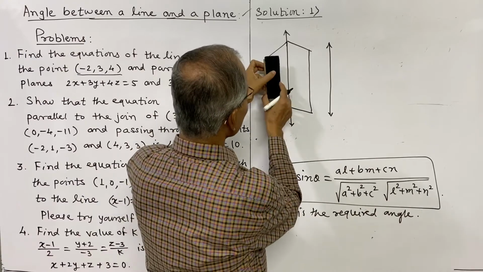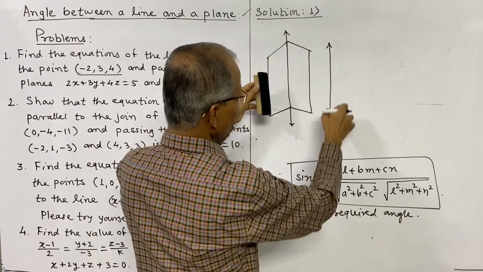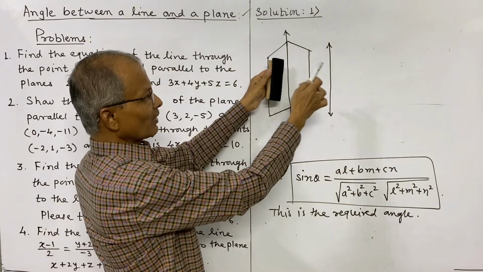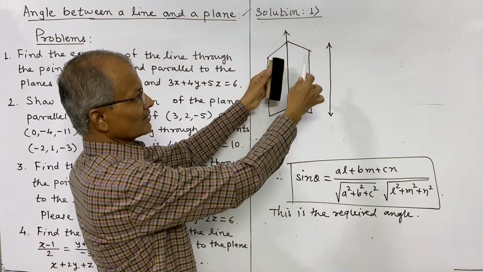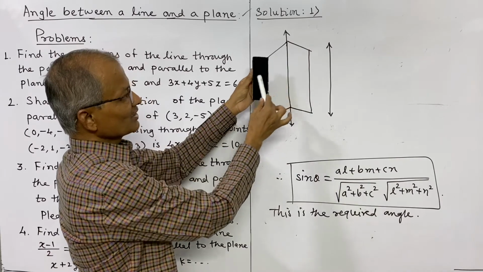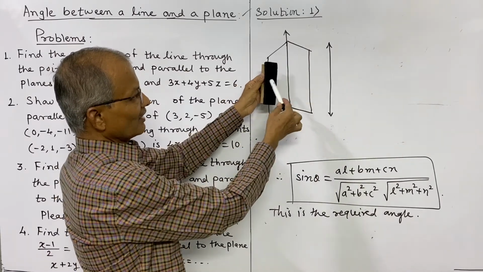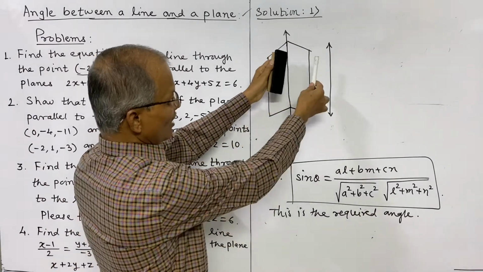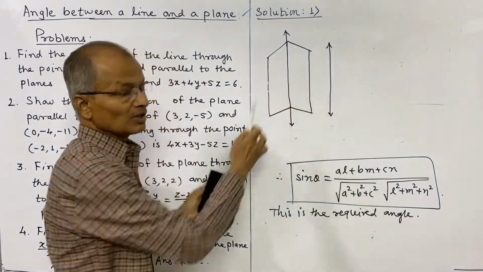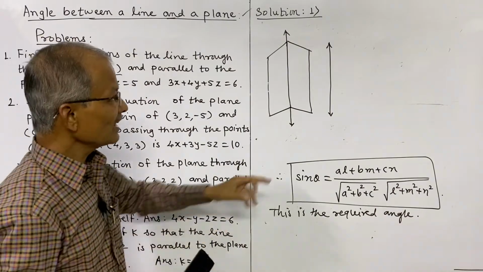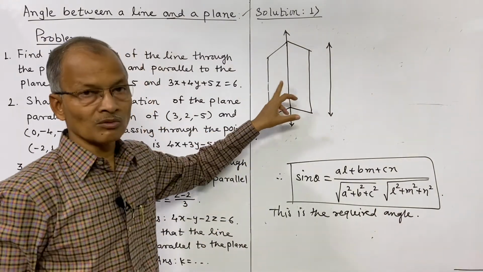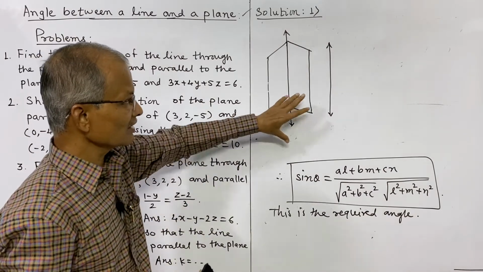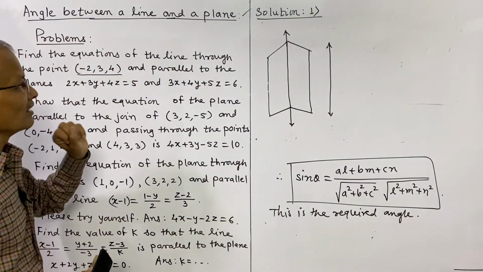If this is the plane, then its normal will be perpendicular to the line itself, or the line can be shifted here. So the normal to the plane will be this one, and the line is parallel to the plane. Suppose this is a plane and this is a line, and then these are perpendicular. The same thing happens for this plane also. So the line is parallel to both the planes, and therefore the line is perpendicular to the normal to both the planes. So this result can be used to obtain the DRs of the line.